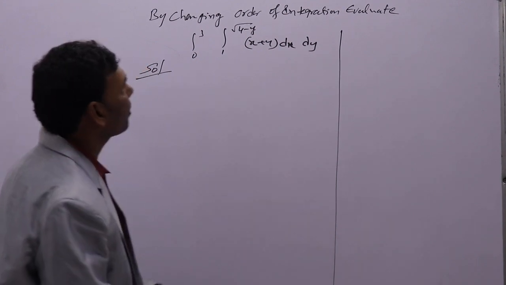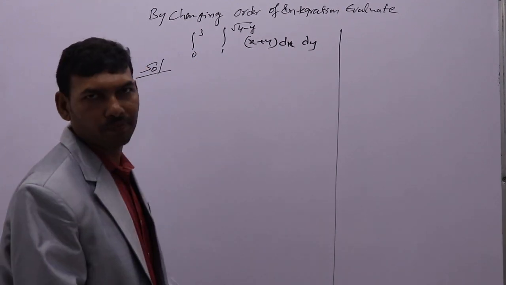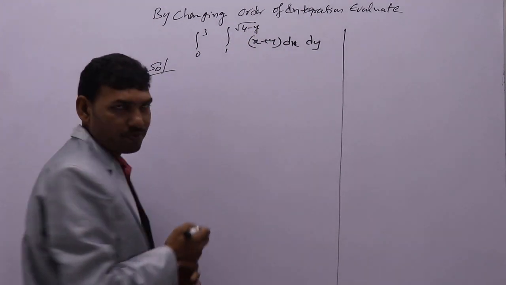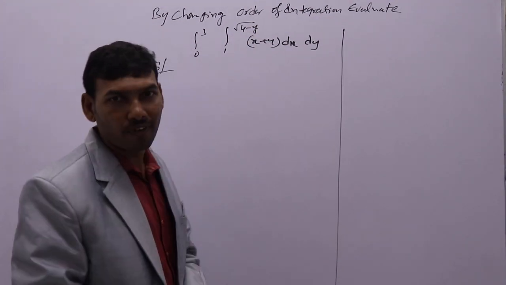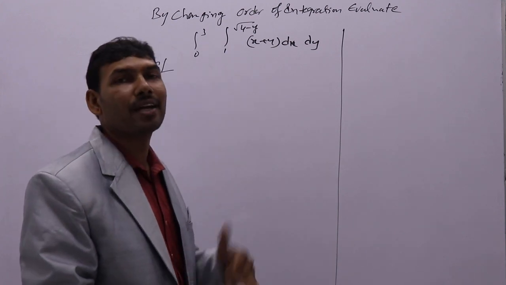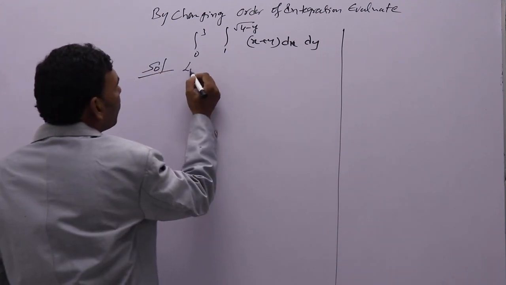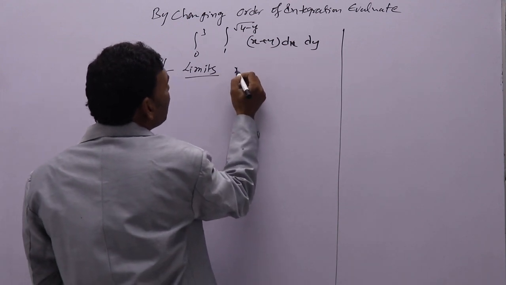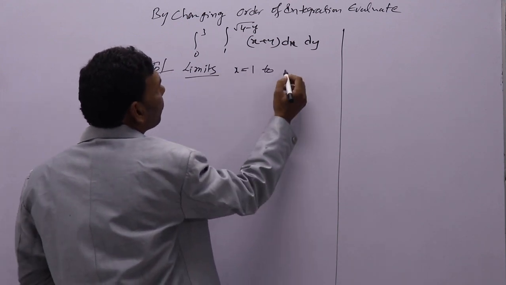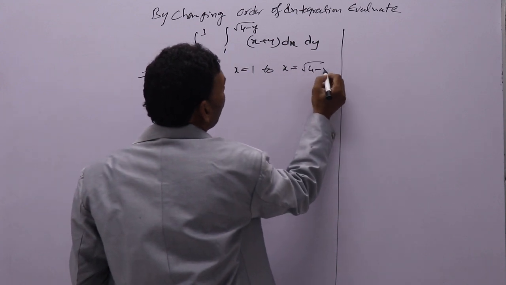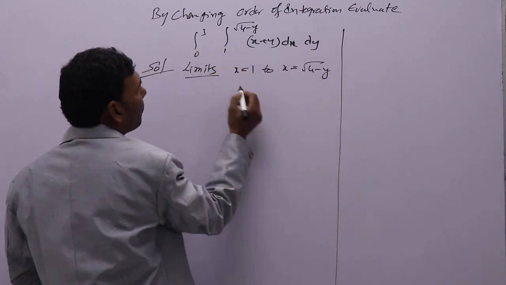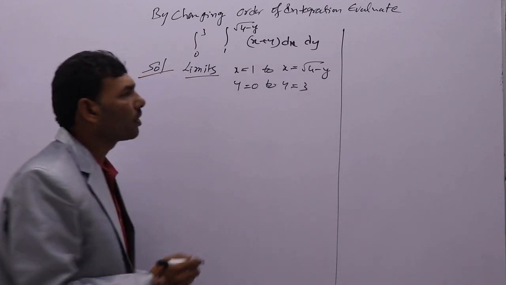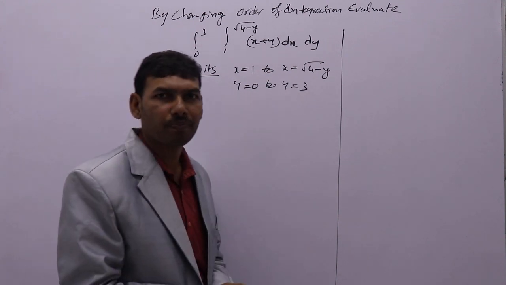So, by changing the order of integration, evaluate this integral. Here, these limits are in terms of y. If limits are in terms of y, then they are limits of x. So the given limits, first you need to write. These are limits of x: x equal to 1 to x equal to root of 4 minus y. Similarly, the remaining will be y limits: y equal to 0 to y equal to 3.